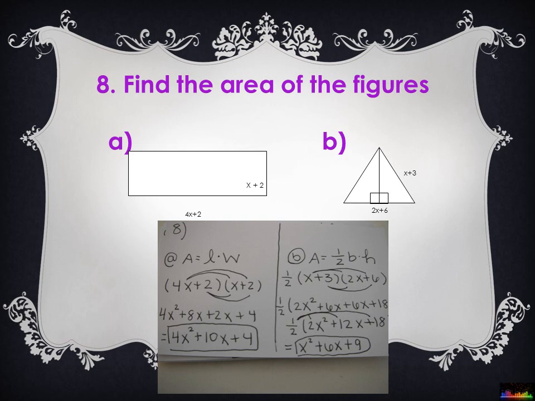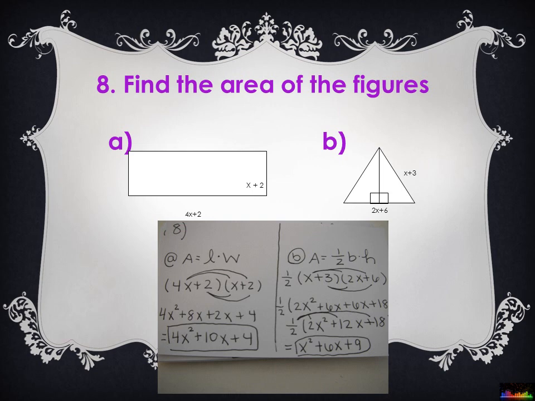So we are multiplying two binomials to get the area of this rectangle. We have previously done multiplying binomials, so you need to double distribute or use your FOIL method. Don't forget to combine like terms so that you have a simplified expression. Your final answer should be 4x squared plus 10x plus 4.